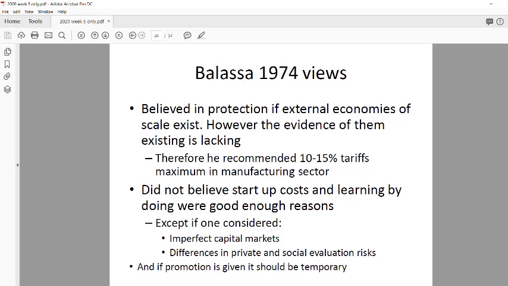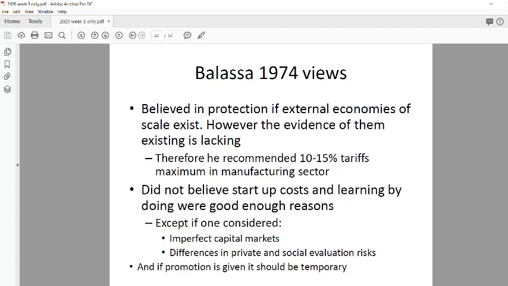Although he said, okay, another exception besides external economies of scale was that if imperfect capital markets existed, or there were differences in the risk evaluation in the private sector and the social sector, then we would say, okay, we need some form of protection. So Balassa, to a degree, was only pro infant industries theory and protectionism under a set of conditions. So that is something you can bring in.